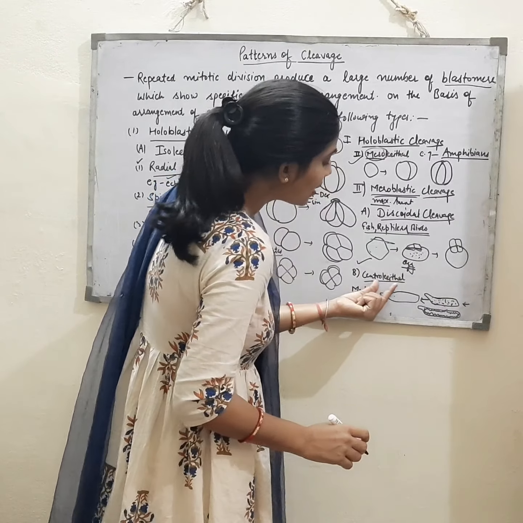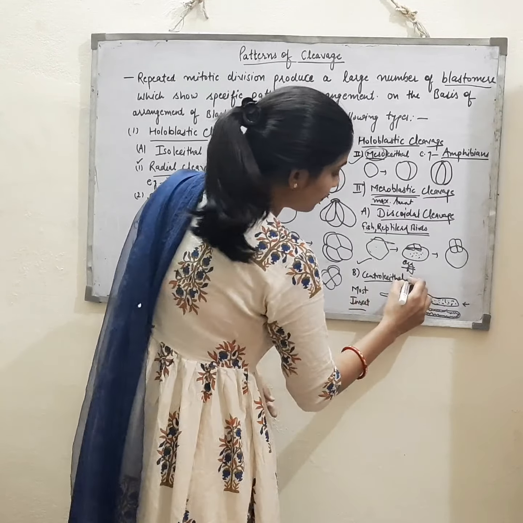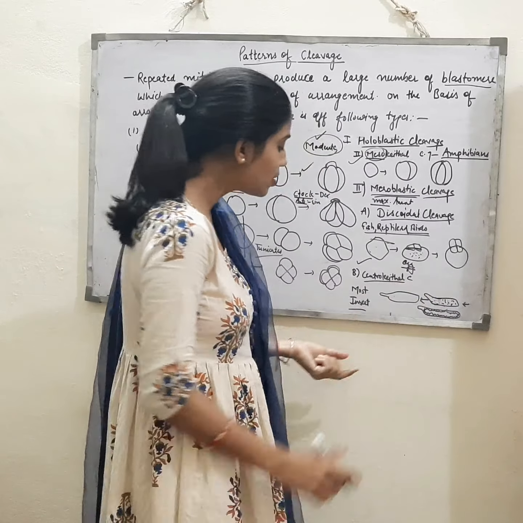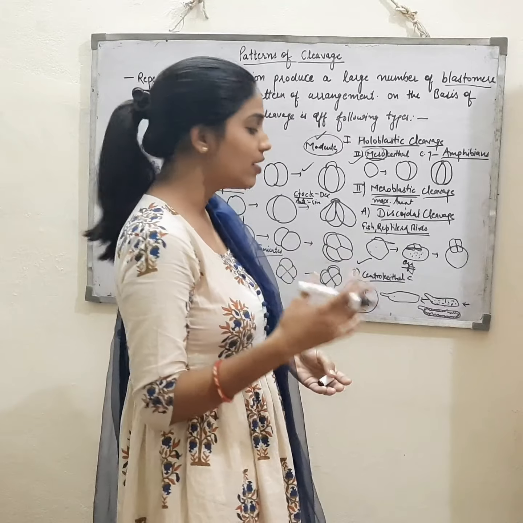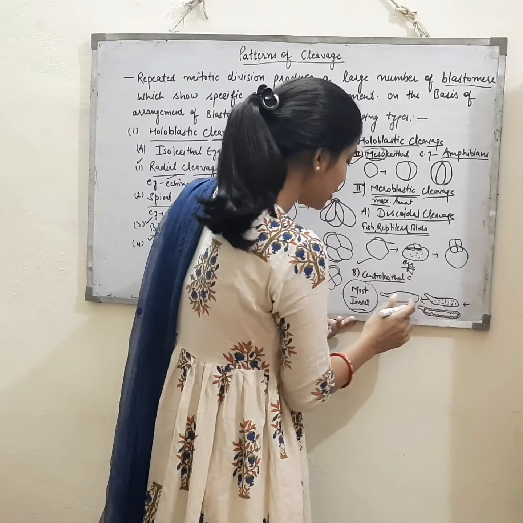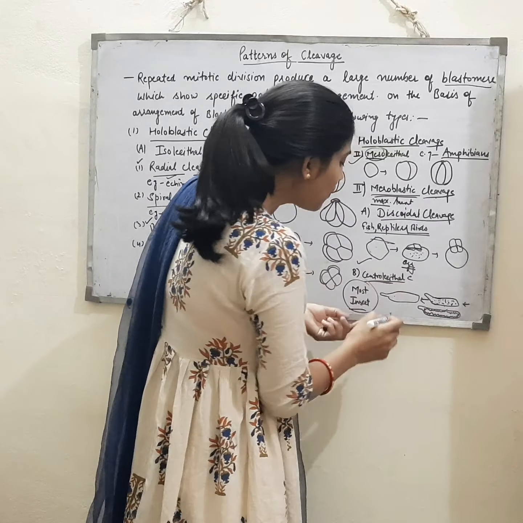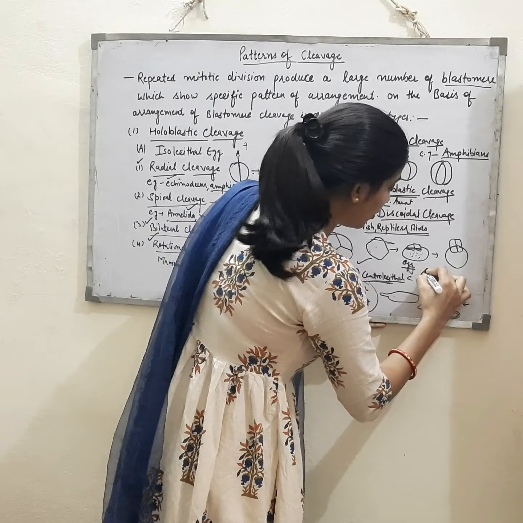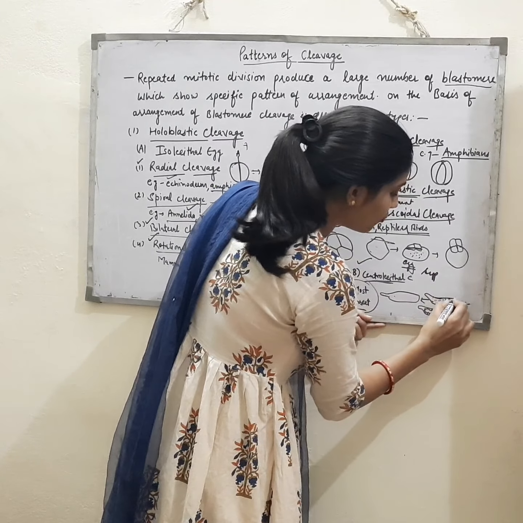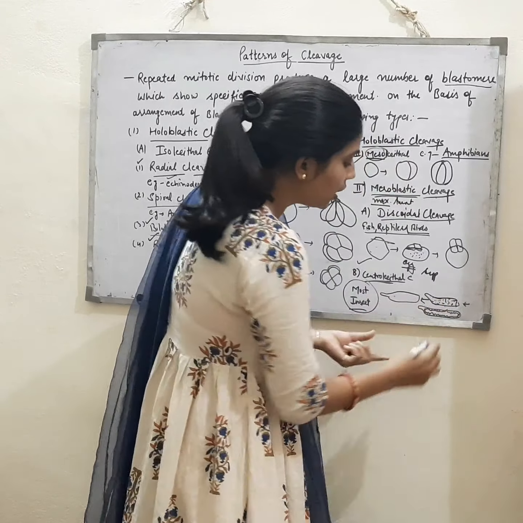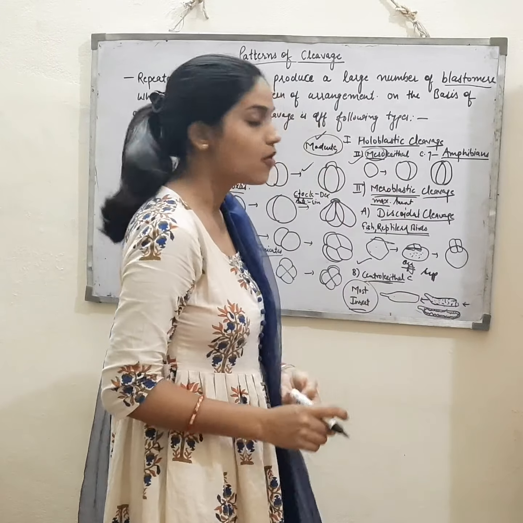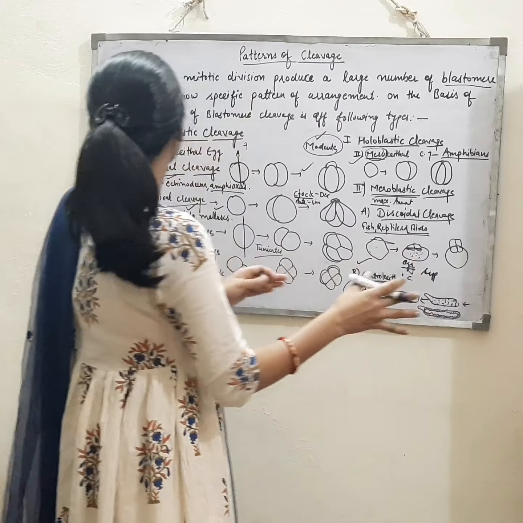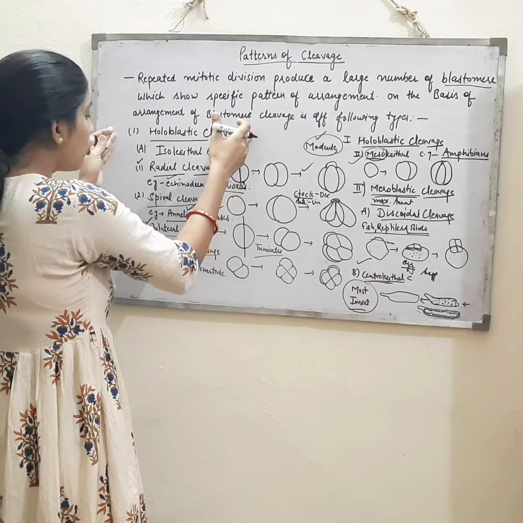Next one is the centrolecithal cleavage. This centrolecithal cleavage is mainly found in most of the insects. Here also the maximum amount of yolk is present, and the type of cleavage is known as superficial, only at the periphery. Cleavage occurs only at the periphery, and this type of cleavage is mainly found in the centrolecithal egg. So we have studied about the holoblastic.